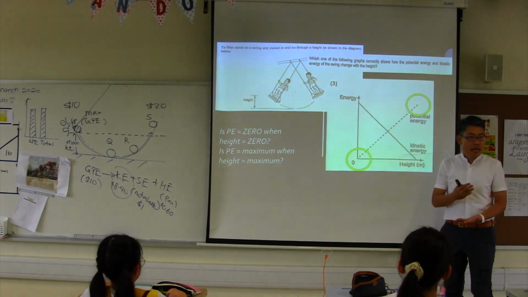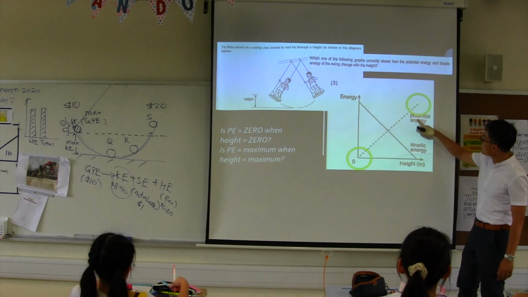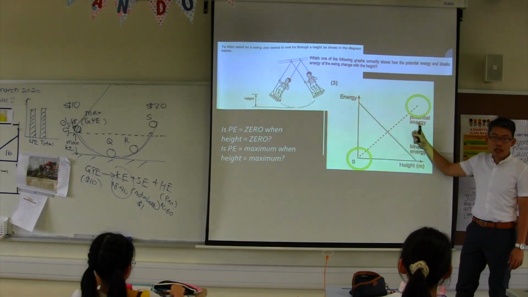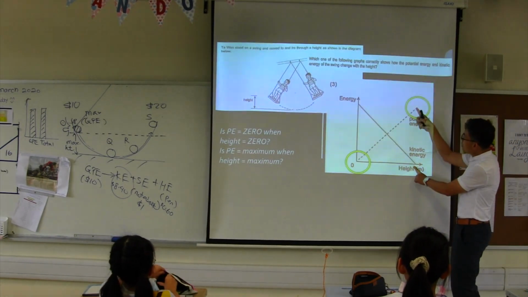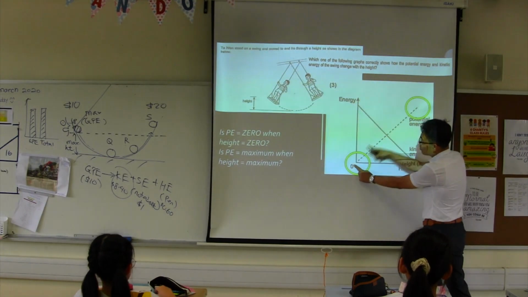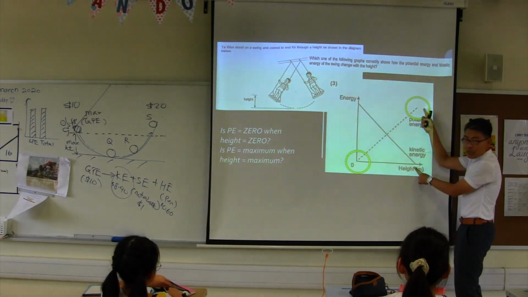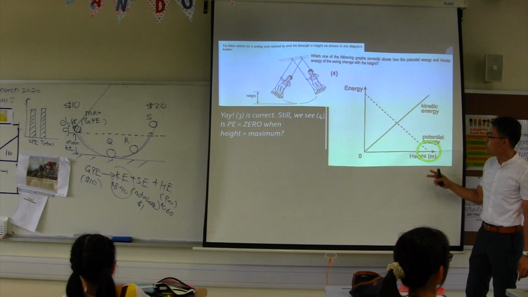GPE is affected by height and mass. So now you see, height increases, so now PE is maximum, highest. This part is incorrect. What's correct? Highest height, PE maximum. At 0, GPE is also 0. Height increases, PE increases. So 3 is the answer. This one is the other way around.